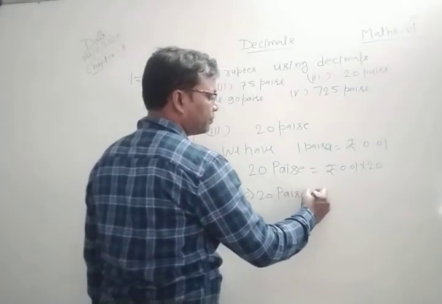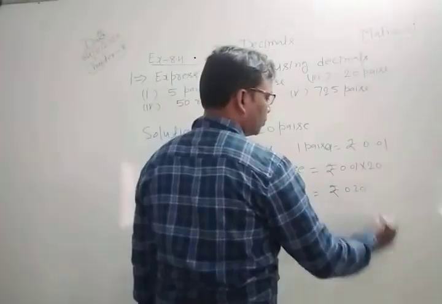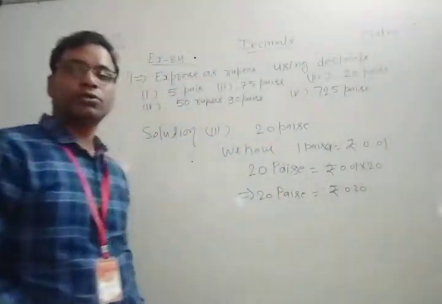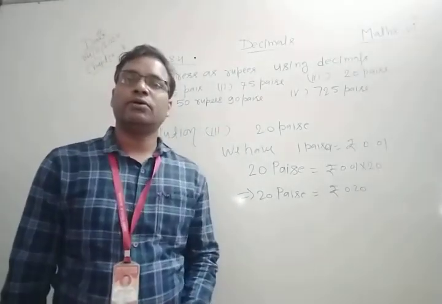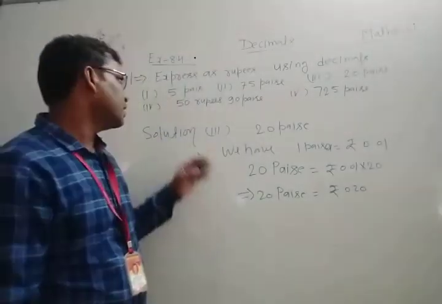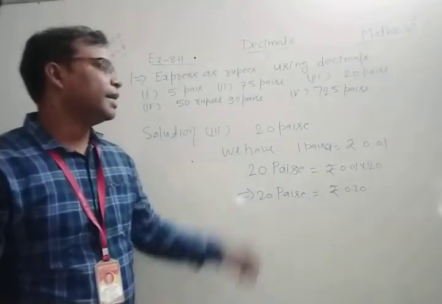This is equal to rupees 0.20. This is equal to rupees 0.20. Now the next part of this question, the fourth part, is 50 rupees 90 paise.